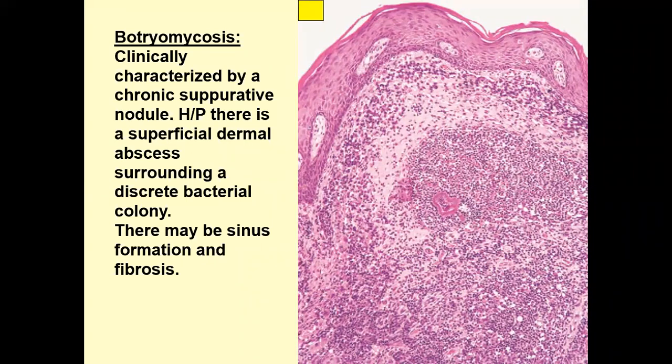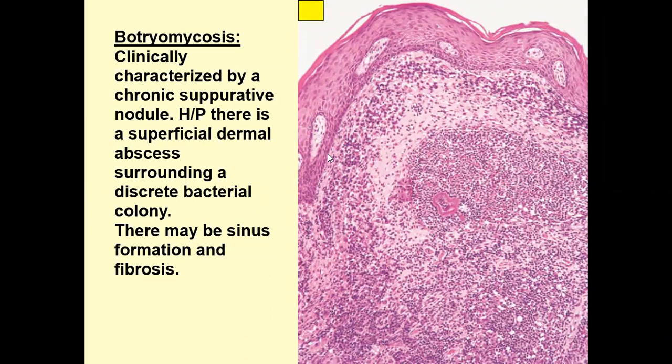Botryomycosis, as you know, is a chronic infection characterized by nodules and plaques with sinuses caused by Staph aureus. The bacteria is Staph aureus, but the presentation is chronic, and it always comes in the differential diagnosis of actinomycosis or Streptothrix. Characterized by chronic suppurative nodule.